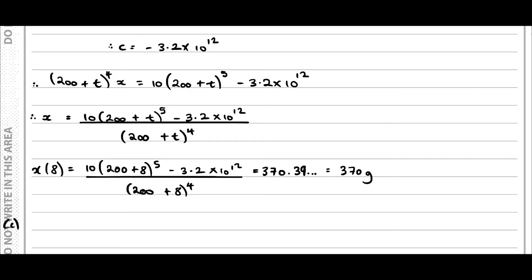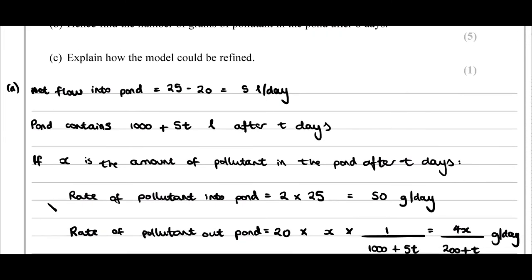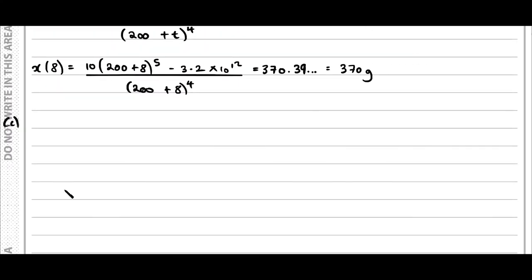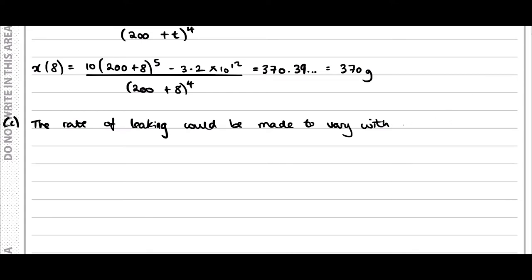For part C, we have to explain how the model could be refined. Well, we can do various things, but one of the things we could do is to model this in such a way that the rate of leaking could be made to vary with the volume of water in the pond. Okay. So that's question number 5 done, which I thought, in my opinion, was fairly easy.